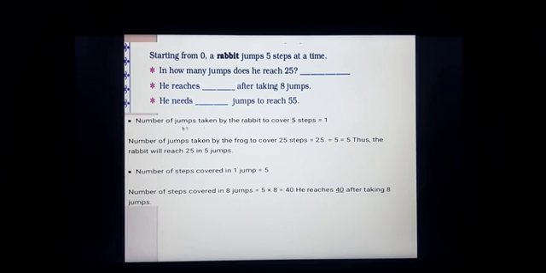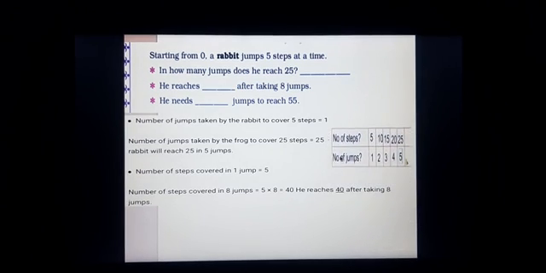So the number of jumps taken by the rabbit to cover 5 steps is 1, right? 1 jump. The number of jumps taken by the rabbit to cover 25 steps is 25 divided by 5, which is 5. So you got a 5. That one is a calculation by the division method. Other than that, you can see it is also done by the table method.